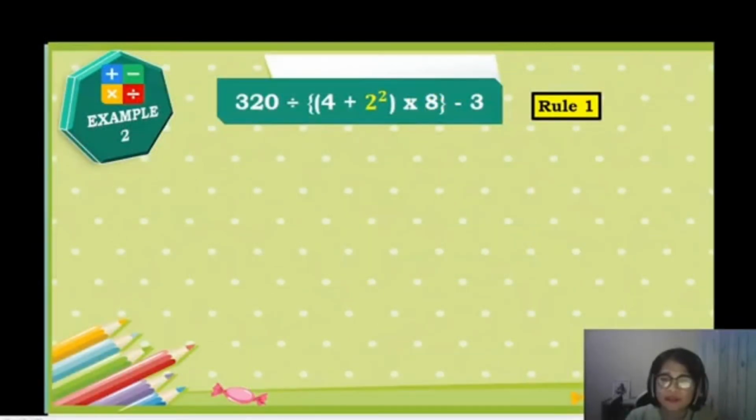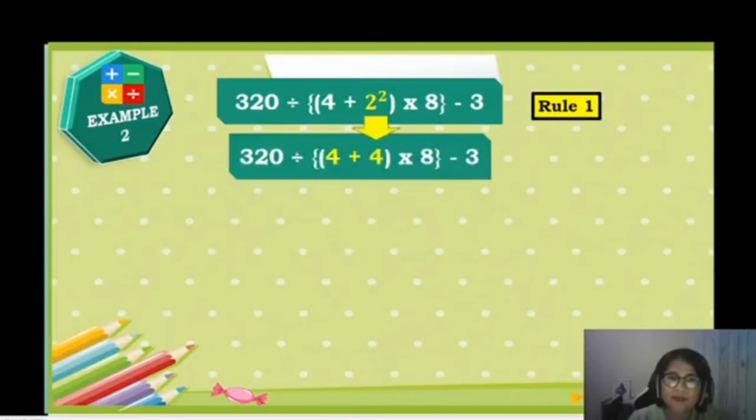Example number 2. We have 320 divided by 4 plus 2 raised to the second power times 8 minus 3. Let's apply here rule number 1. But if you have noticed, you have 2 symbols, the parentheses and the brackets. Let's begin with the innermost. Look at the innermost. We have 2 operations, addition and exponent. We will do first the exponent. 2 raised to the second power will give us 4. And then bring down all the numbers that are not yet done.